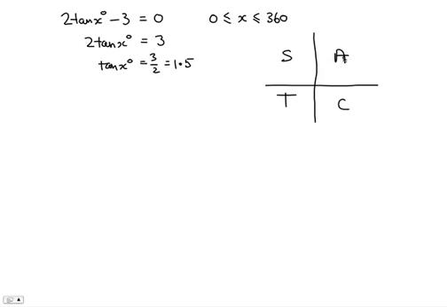Tangent positive, they're all positive in the first quadrant. Sine, cos, tan are all positive for any angle in the first quadrant between 0 and 90. So yes, we're interested in that. That's a possibility. Second quadrant, only the sine's positive, so the tan will be negative. That's not of concern to us. We rule that one out.